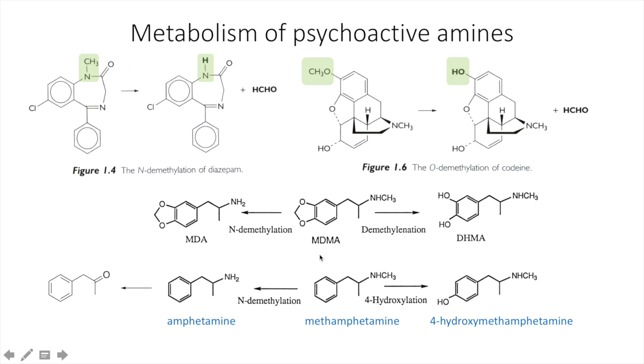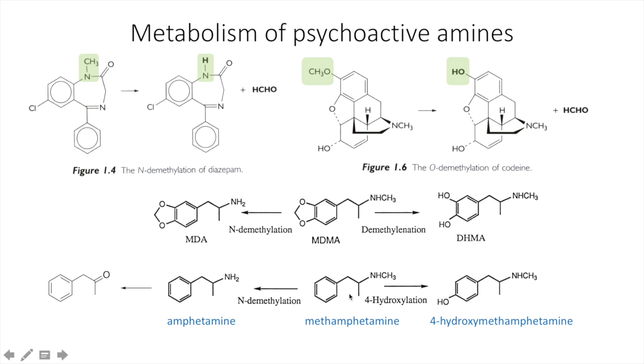Down here, MDMA is ecstasy. This can be metabolized in a couple different ways. We can lose the methyl group on the amine to get to DHMA here. Actually, sorry, over here, this is just methylenedioxyamphetamine, this thing. Right, so I lost the CH3 on this amine. I can also lose the CH2 between these oxygens here. It's called demethylenation, and get to this dihydroxymethamphetamine.